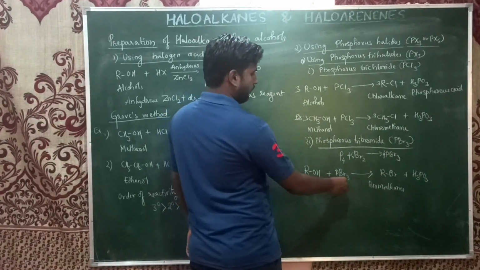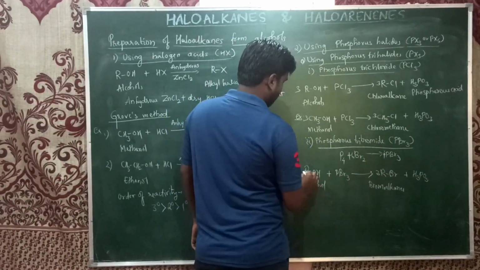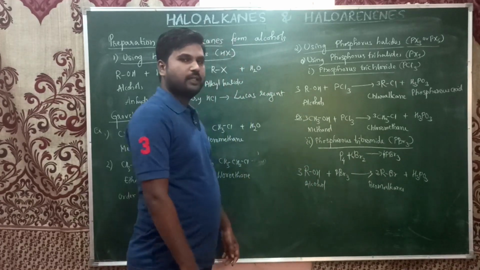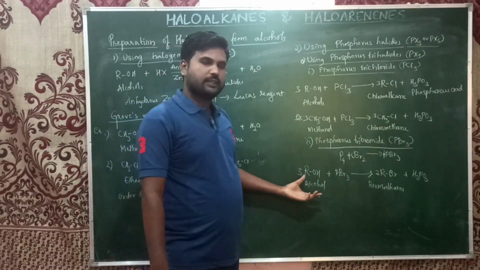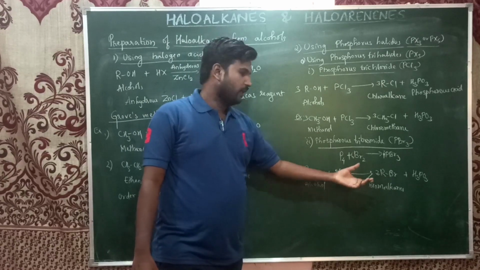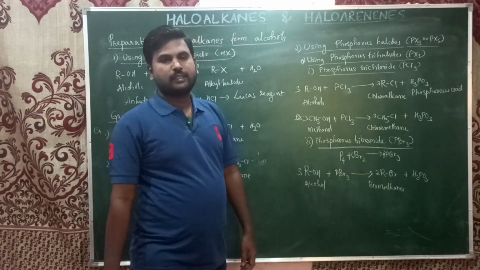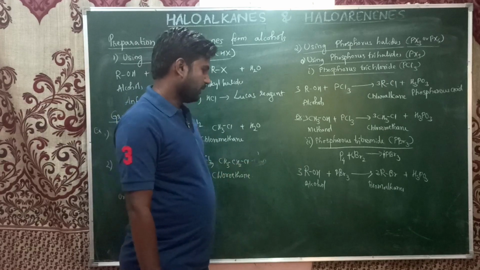So here also we need 3, because PBr3 has 3 bromines. It is also one of the economic reagents. So alcohols react with phosphorus tribromide to give us bromoalkanes with the elimination of phosphorous acid.